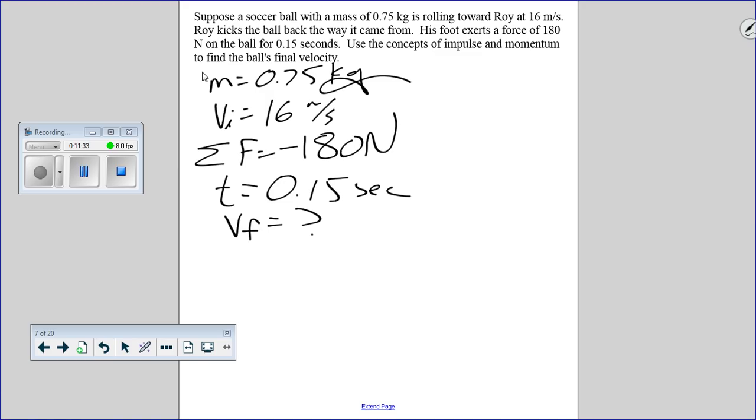Most of your problems on this first homework assignment are going to be these 5 variables. I'm going to give you 4 of the 5, and you have to find the missing one. No big deal. So to solve this, we're going to go net force times time equals mass times change in velocity. Let's plug in our numbers.